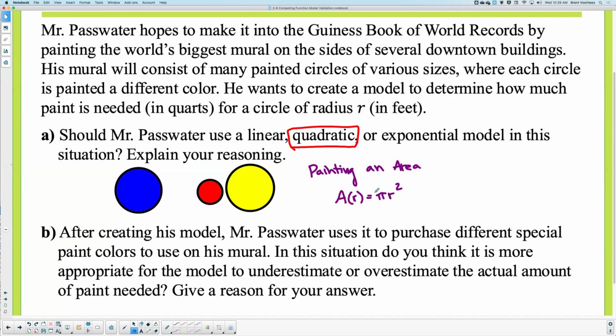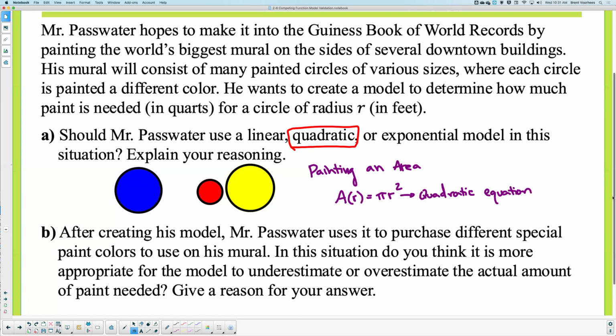Now, when you look at this, what is my variable? What is my input variable? Radius. And what's happening to the radius? It's being squared. What type of function means you take your variable and square it? Not exponential. That's where your variable is the exponent. It's quadratic. That is quadratic. Okay, that is a quadratic equation.